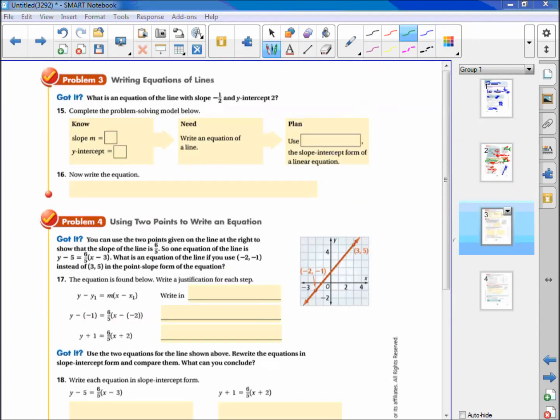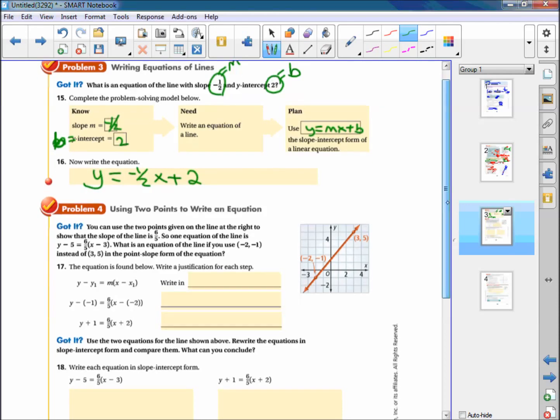So problem 3, write the equations of lines. What is the equation of a line that has the slope of negative 1/2 and a y-intercept of 2? So this is our m and this is our b. The m is negative 1/2 and the b is 2. So we're going to write the equation of the line, and we're going to use y equals mx plus b because we already know the m and the b, so why make it hard on ourselves? That's called the slope-intercept form. So we're going to do y equals negative 1/2 x plus 2, and we are done.